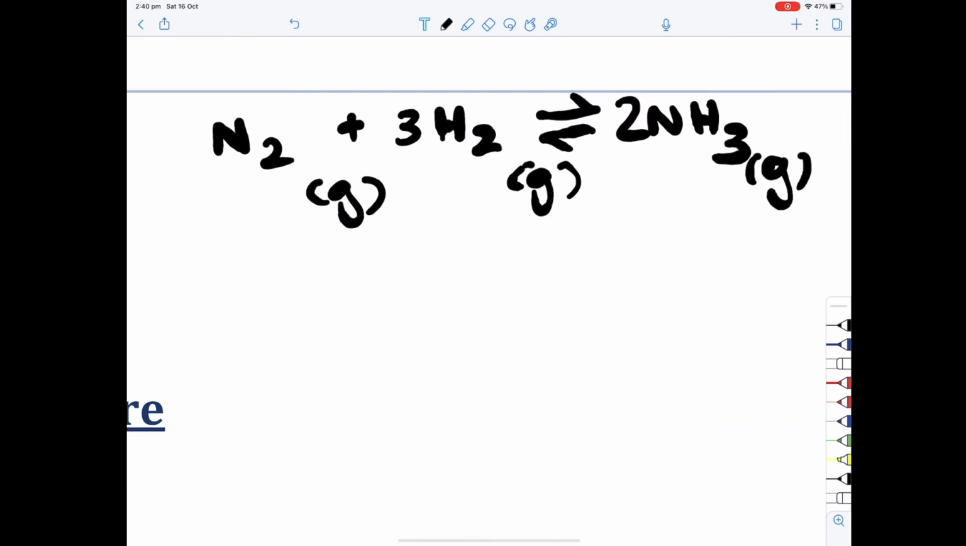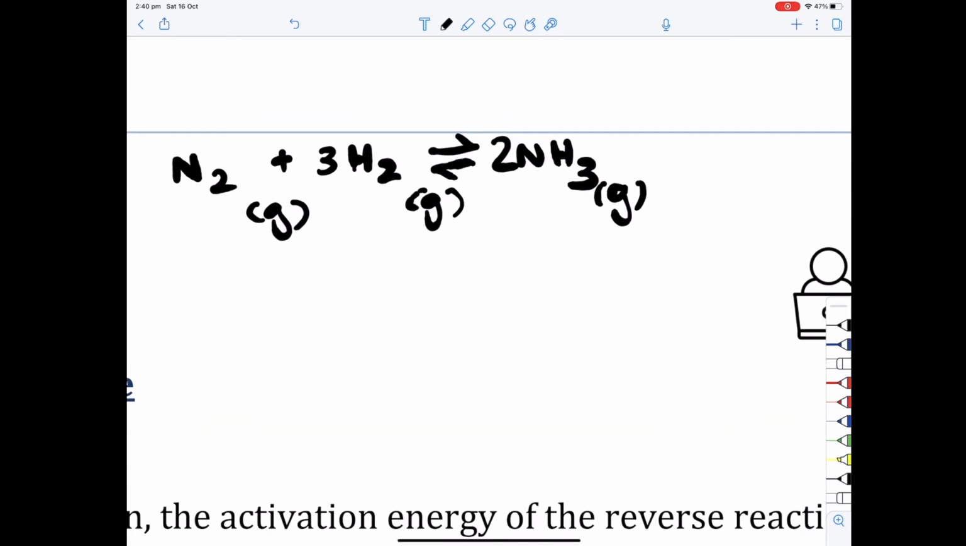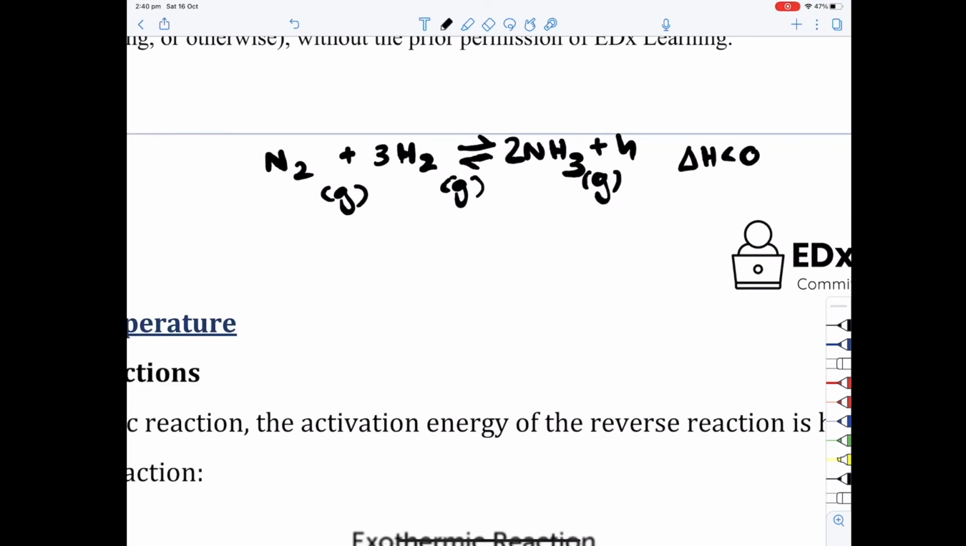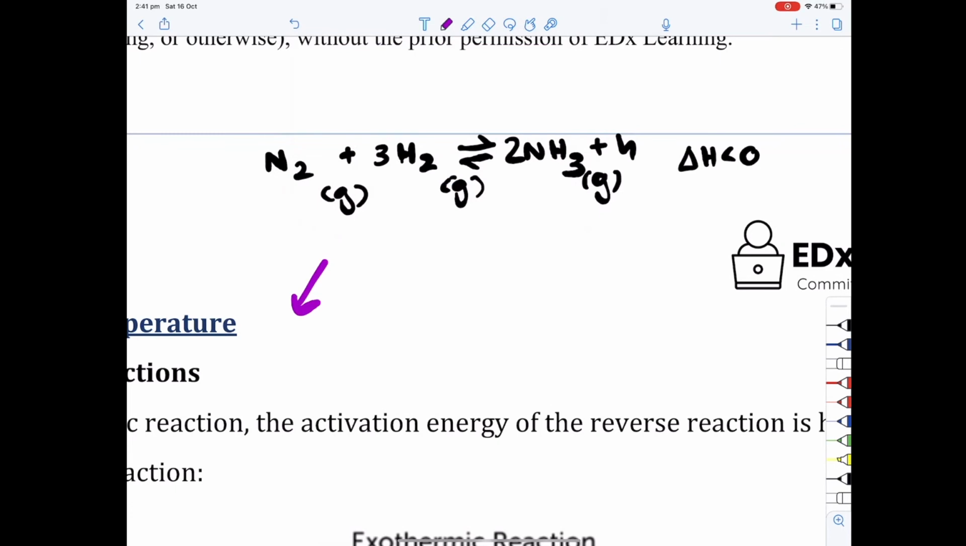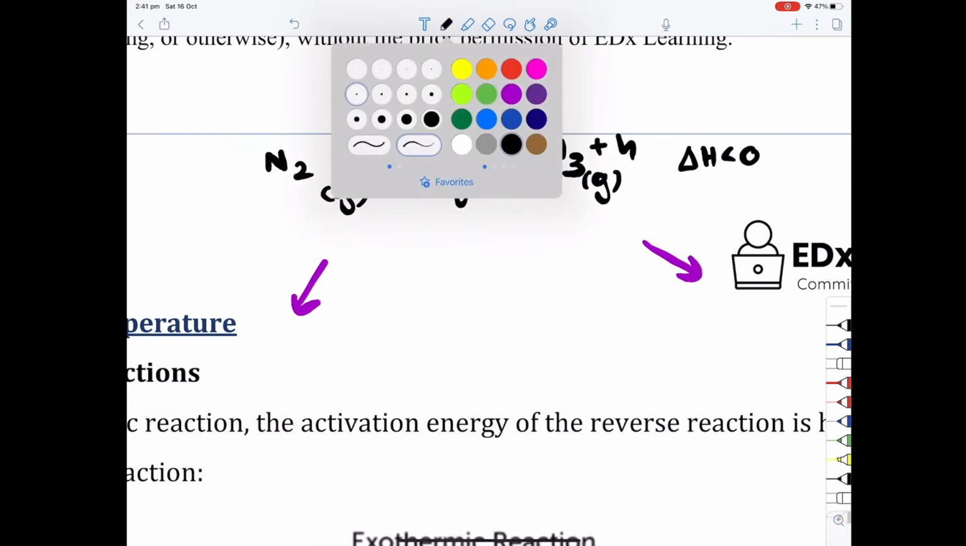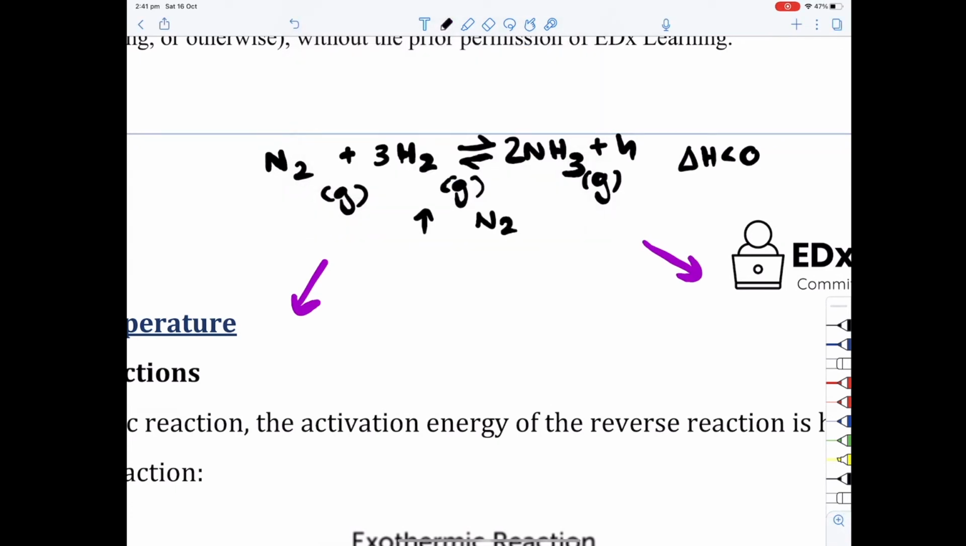Pranav, exo or endothermic? Exo. Okay, so we're going to add heat here just to show us it's exo. Now you're going to do two things for me, everyone. You're going to explain the effect of increasing nitrogen concentration using collision theory and then using LCP. The LCP side's easy, right?